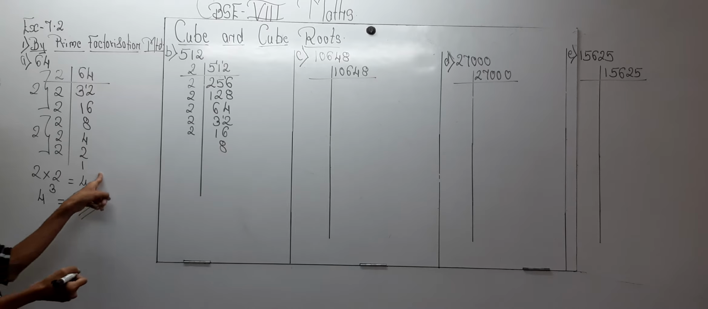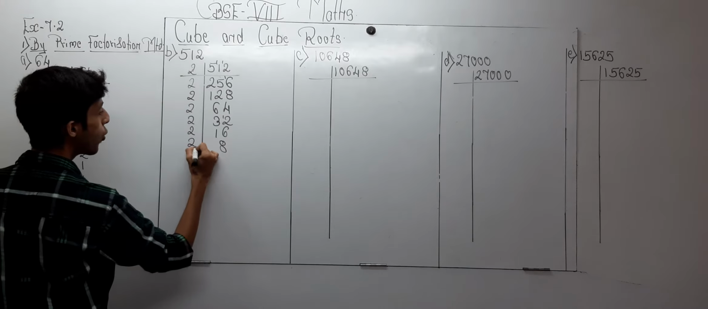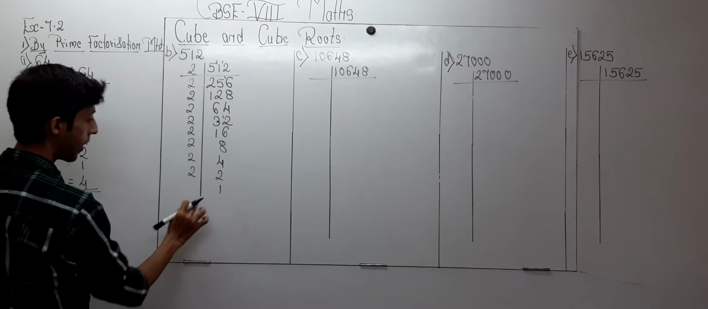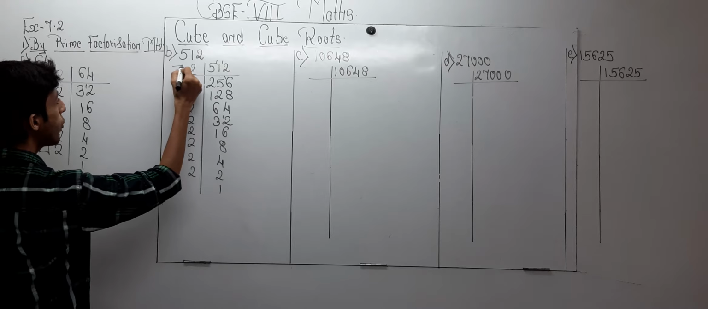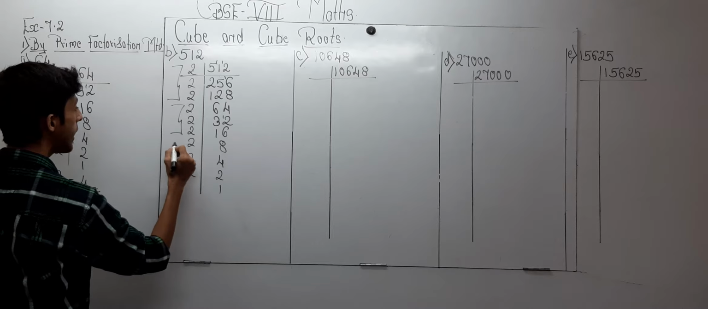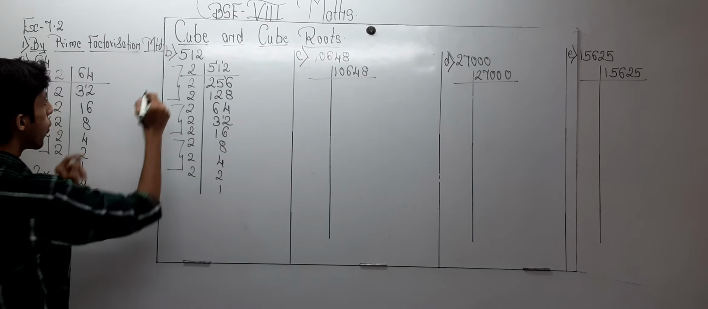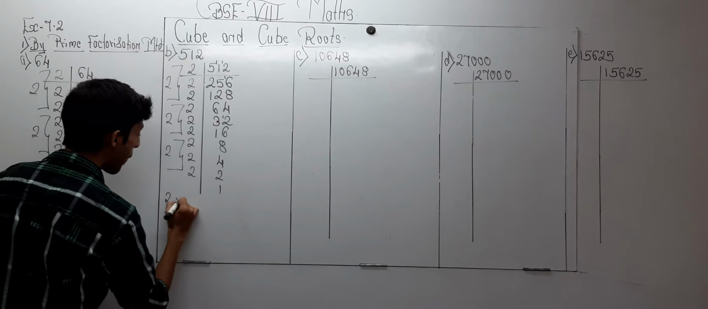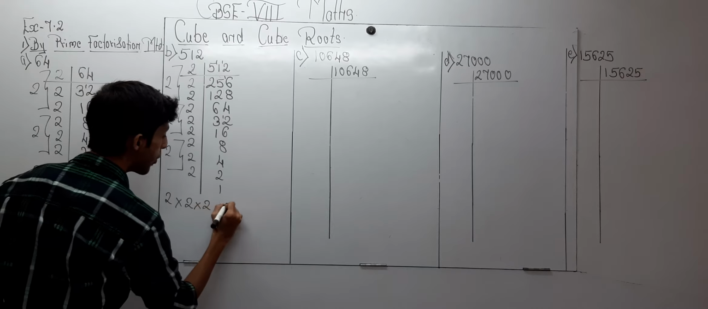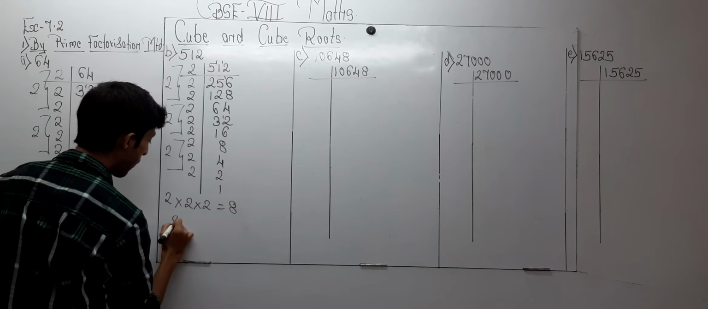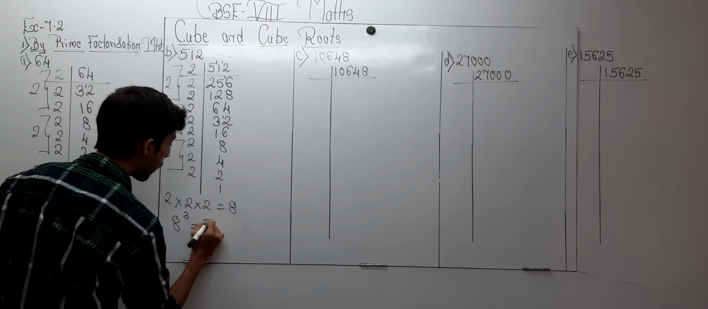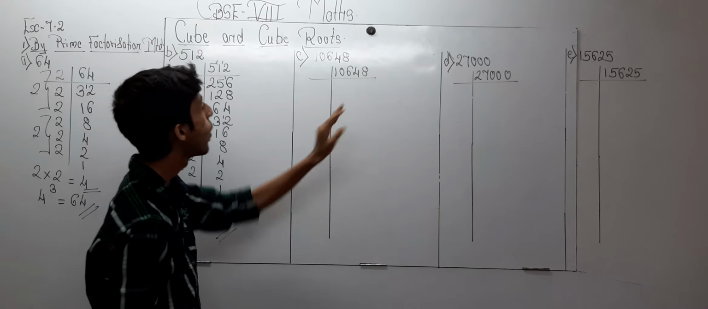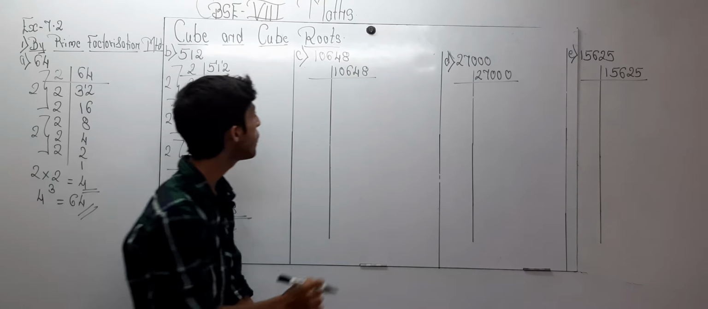See over here, all the same matches are same over here, 2 4s are 8, 2 2s are 4 and 2 1s are 2. Now a group of 3, a group of 3, a group of 3. So over here 2, 2, 2. So 2 multiplied by 2 multiplied by 2 will be equal to 8. That means my 8 cubed will be equal to 512. Okay. Now moving on to question number C.